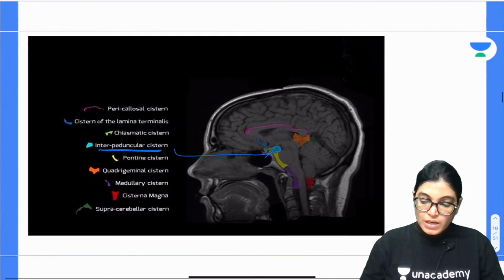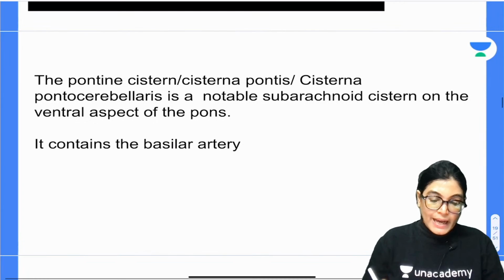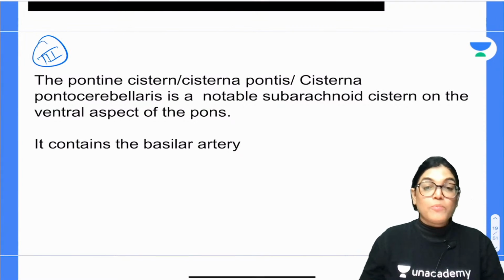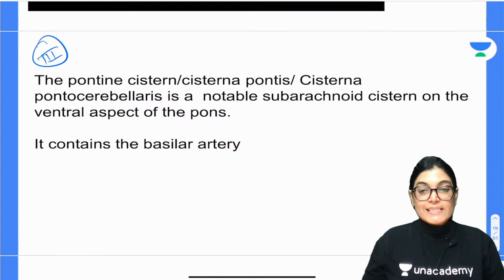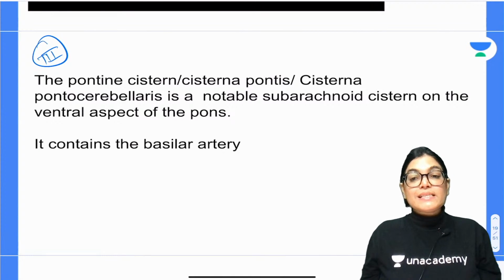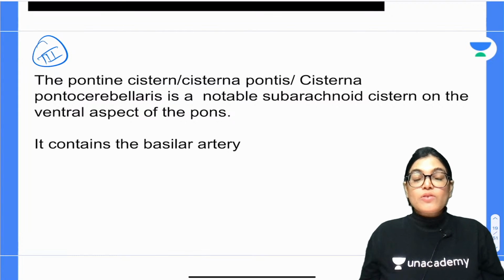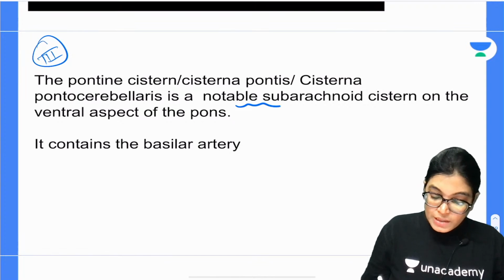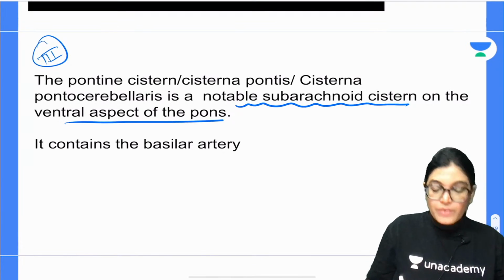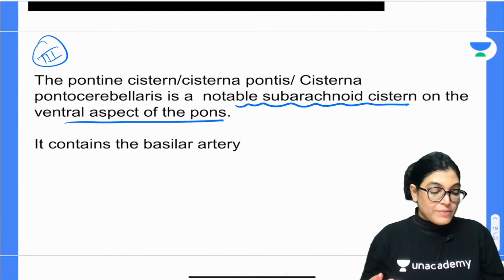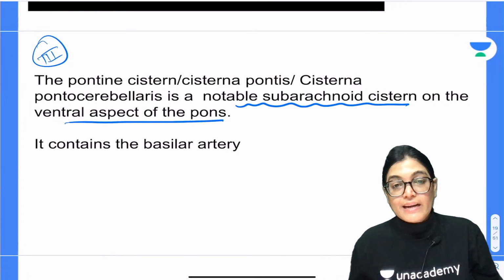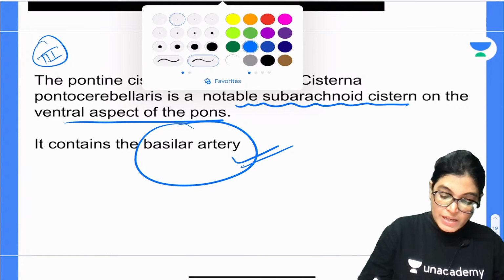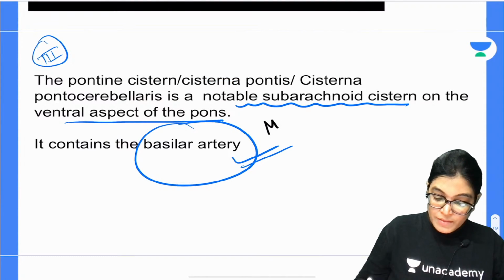So let's talk about the other one. The pontine system, the third system which is important for you to know. The pontine system is also called Cisterna pontis, or Cisterna pontocerebellaris, and it's a notable subarachnoid cistern lying on the ventral aspect of the pons. What does that mean? That means it is situated on the anterior aspect of the pons, and the important structure located here, which has many times been asked in MCQs, is the basilar artery.